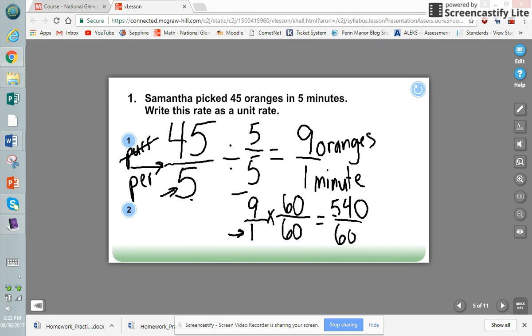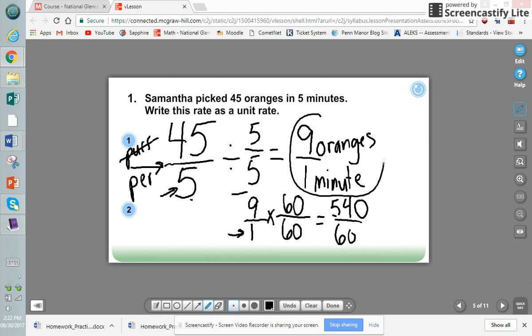Okay, whole lot of work already done for us, but let me explain what the work is. So Samantha, she picked 45 oranges in 5 minutes. We want to write this rate as a unit rate, and you'll notice over here our fantastic answer, right there. It says 9 oranges over 1. And over here, I attempted to write the word per, P-E-R, not P-U-R-R, not for cat people. We're going to be looking at oranges per minute in this case and how fast Samantha can pick them.